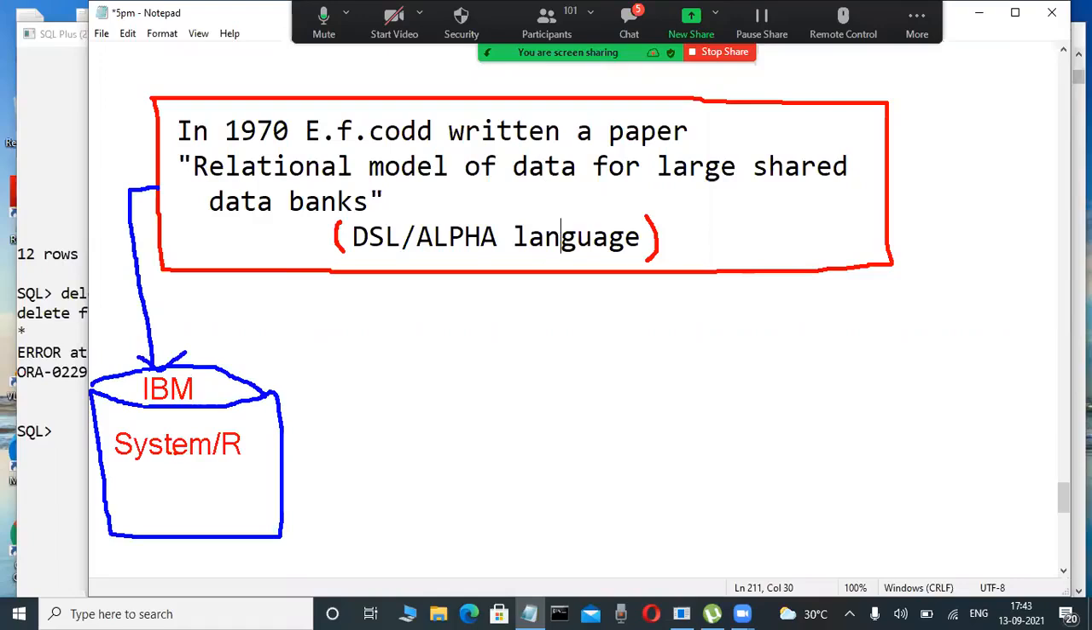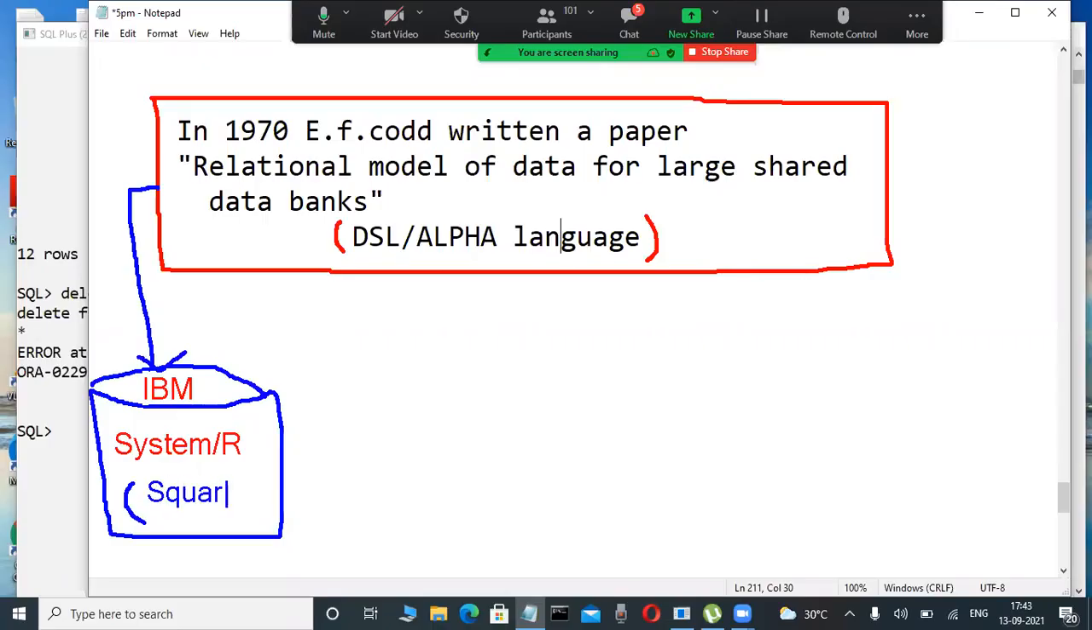But if we want to operate this relational data model product, a language is required. Which language were they using? DSL Alpha language. But unfortunately in those days DSL Alpha language was difficult. That's why the System R team introduced a simplified version of the DSL Alpha language. That name is Square. They changed the DSL Alpha language name into Square. I will tell you that history, don't worry.